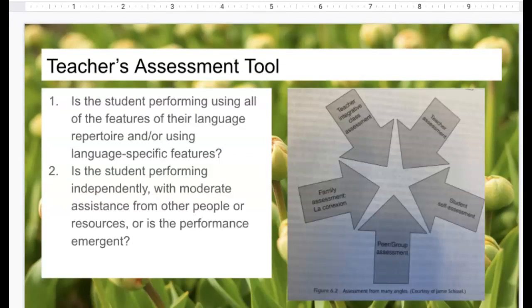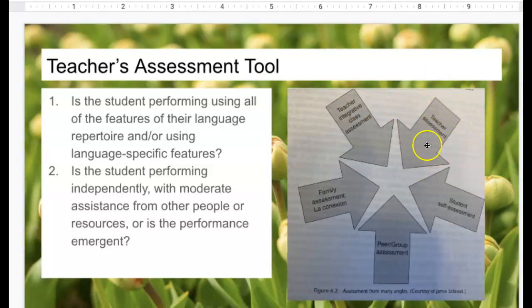So for an assessment tool, looking at this picture from the Translanguaging Classroom, we want to think about this: the star is the assessment, and we're looking at the assessment from many different angles. We have the teacher integrative class assessment. So this would be where maybe you're doing a formative assessment by listening to student responses, or they're on the carpet and they all have whiteboards and they're answering questions either orally or written, and you're watching, right?